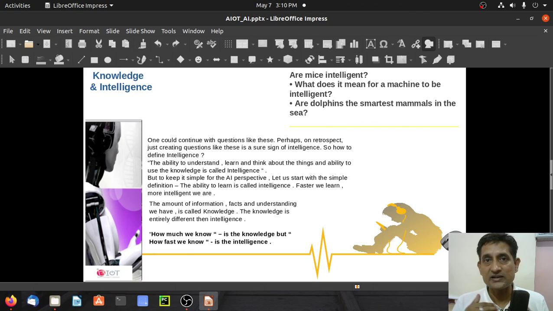Say for example, neither I nor you know the Chinese language, all right? So we are completely blank. And all of us sit in a class to learn Chinese. Some of us may be more knowledgeable, but the person who learns the Chinese language the fastest is the most intelligent in that group. So intelligence is basically the rate at which you acquire more information. How much we know is the knowledge, and how fast we know is the intelligence.